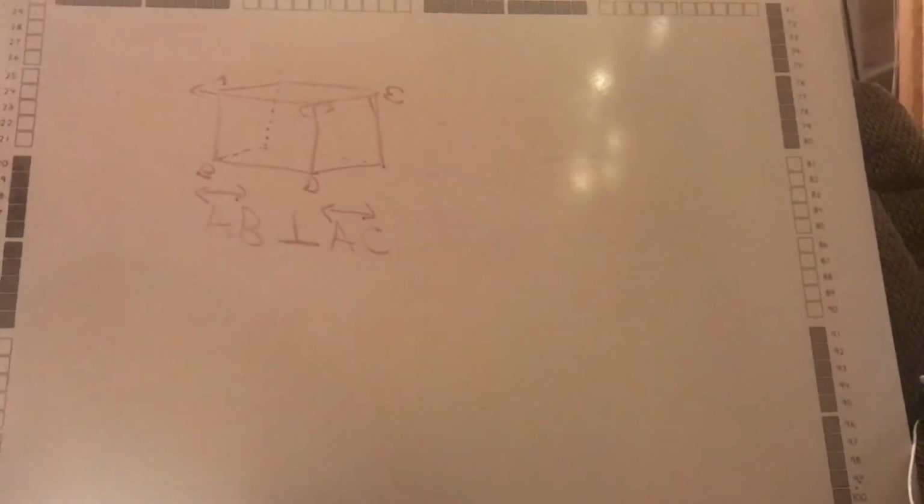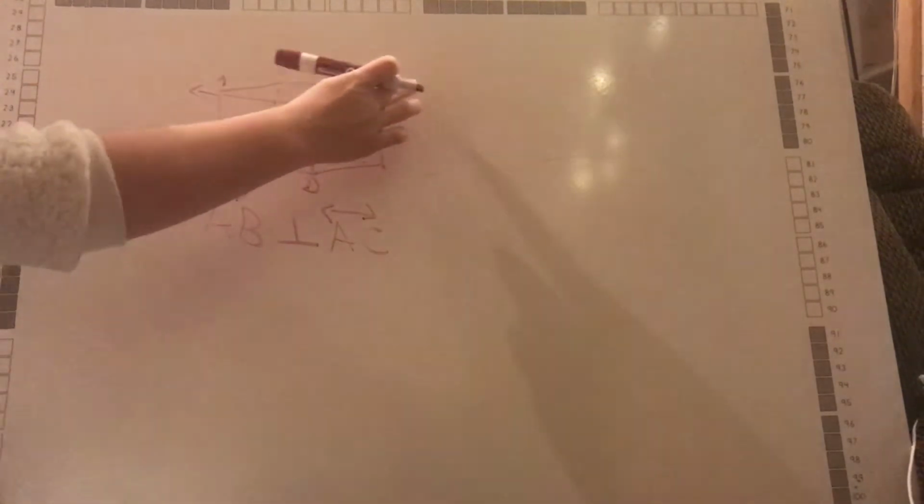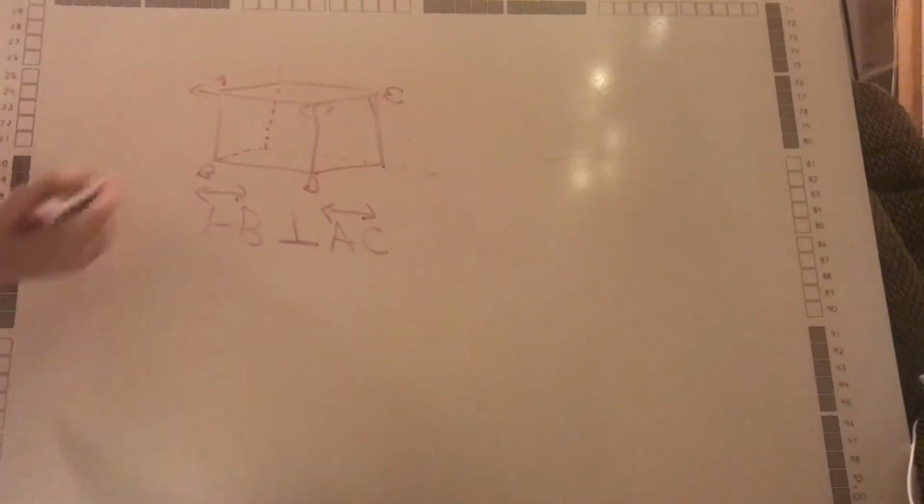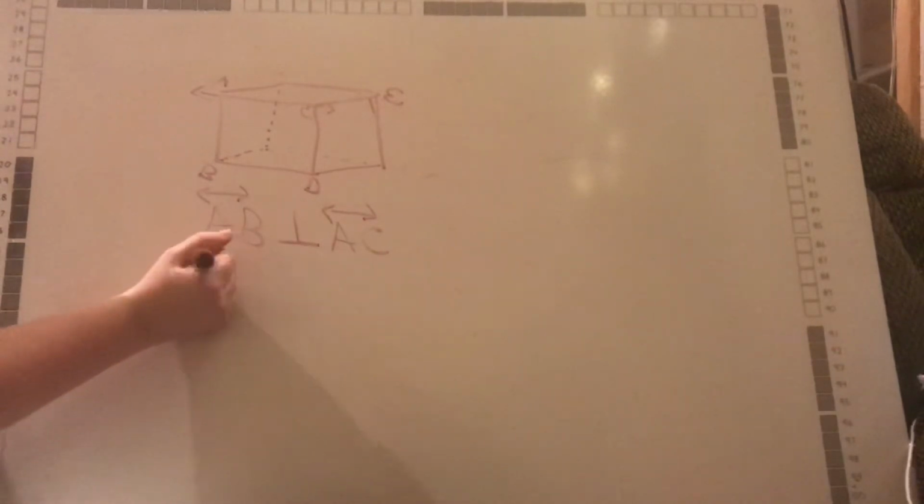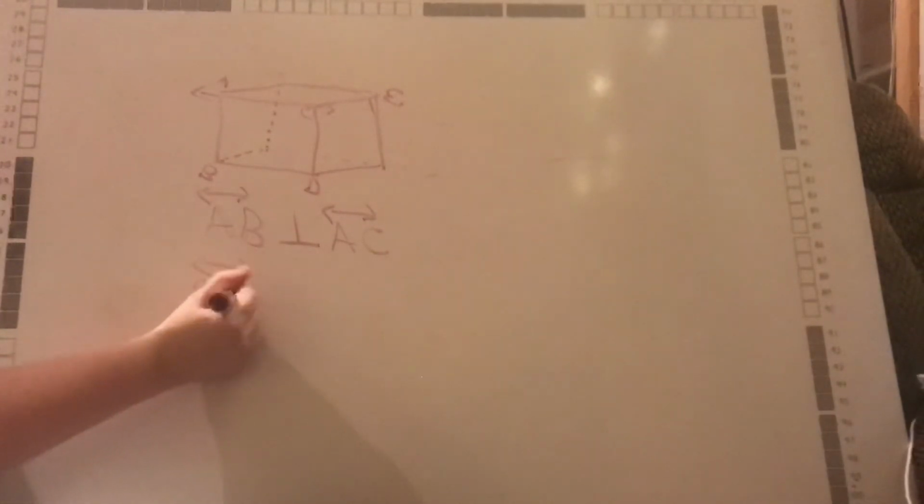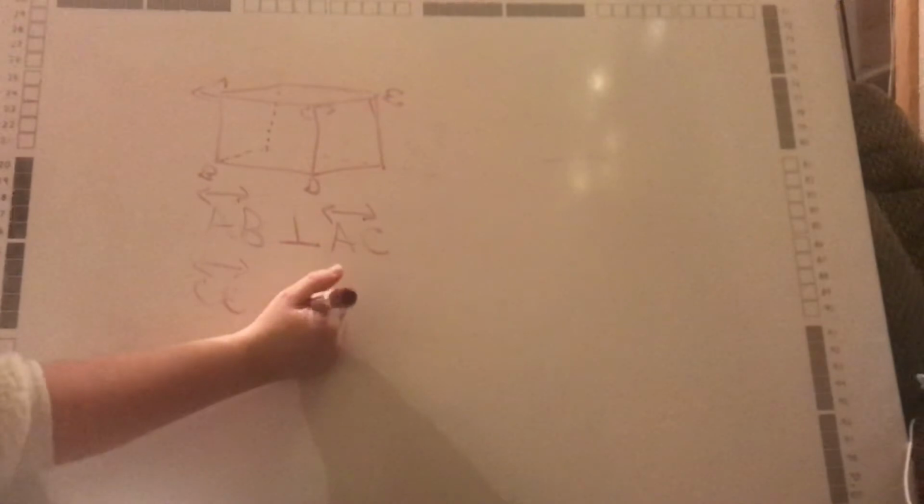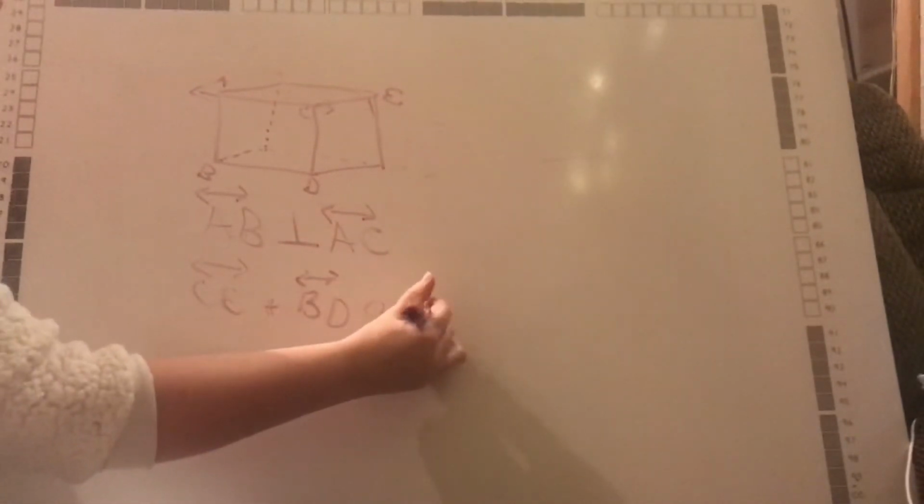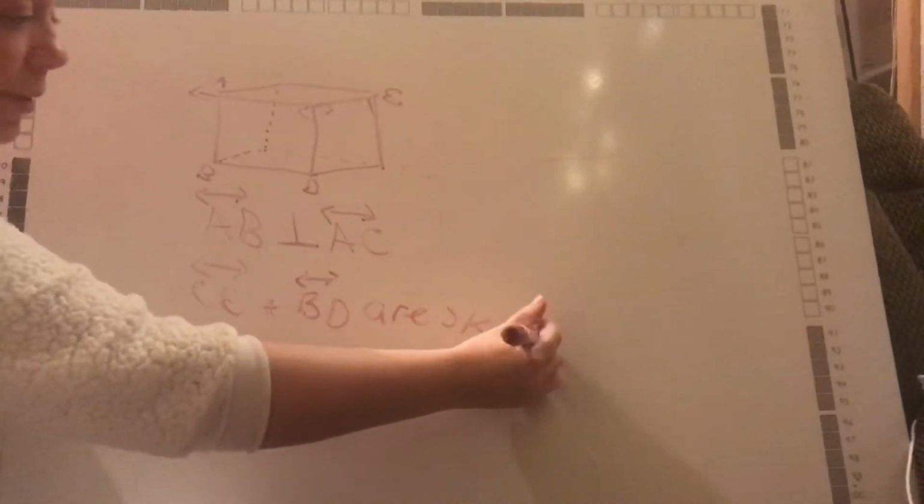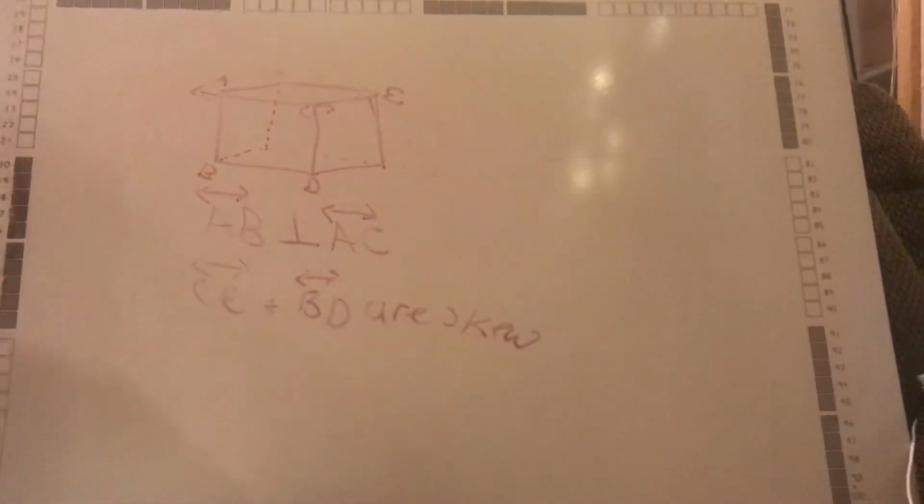Okay? Now, the next one they have is CE and BD. So here is CE, it goes this way, and BD goes this way. Those are skew. They're not ever going to touch each other, but they're also not on the same plane. So you would write that as CE and BD are skew. You have to write that out. Okay, there is no symbol for skewed lines.